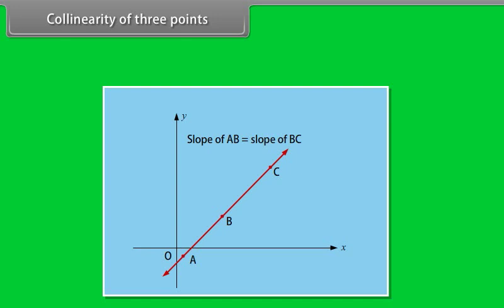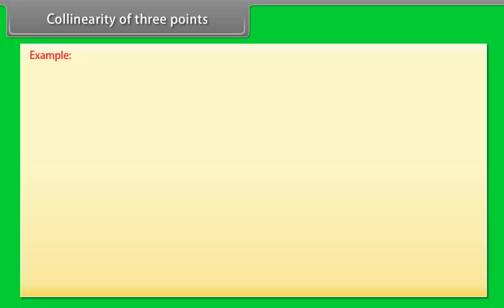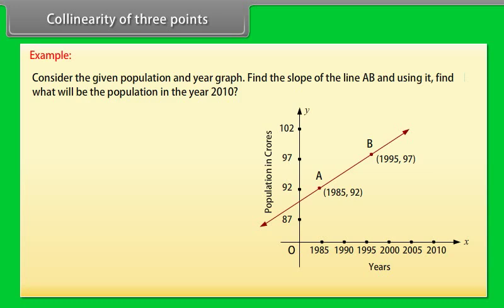Collinearity of 3 points. Look at this figure. Here the points A, B and C are collinear because they lie on the same line. Or we can say the 3 points are collinear if and only if the slope of AB is equal to the slope of BC. Let us solve an example to understand it better. Example. Consider the given population and year graph. Find the slope of the line AB and using it, find what will be the population in the year 2010.